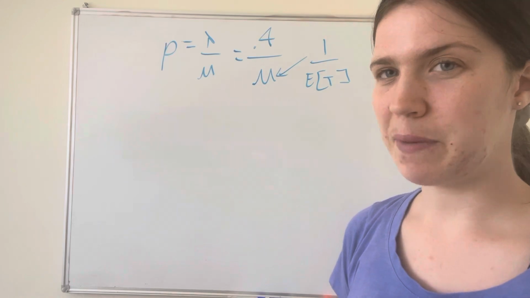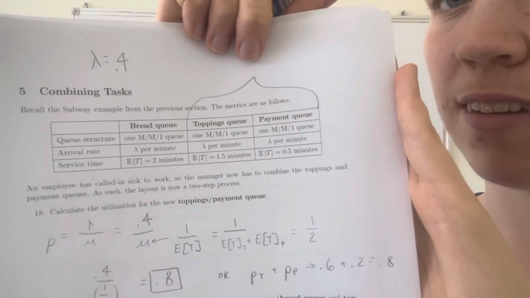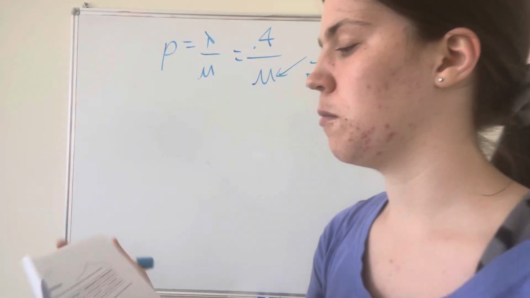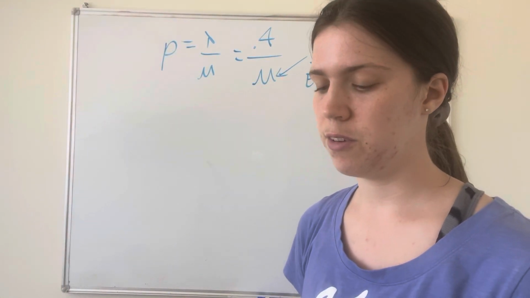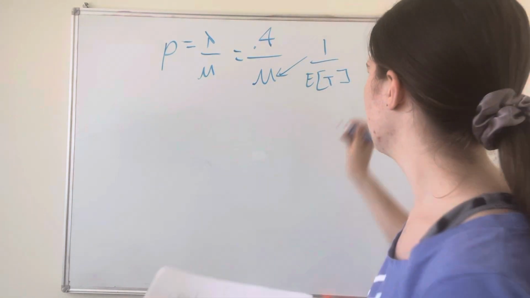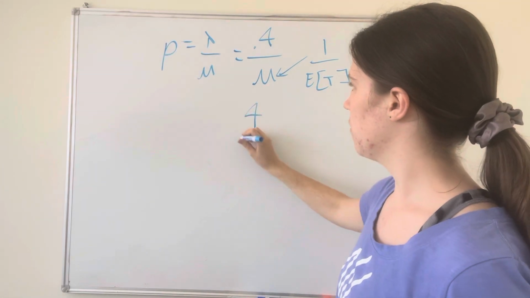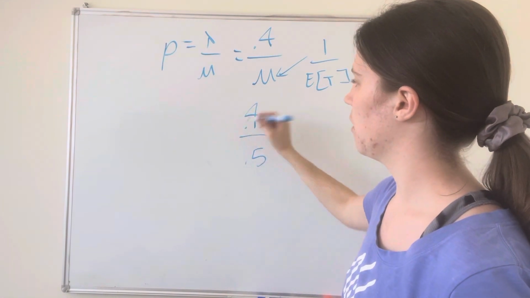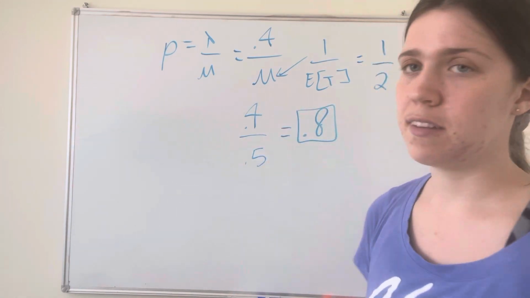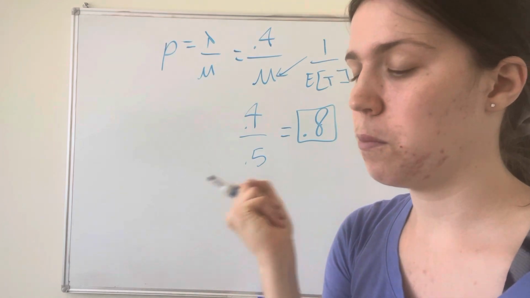If we have to combine two stations, we've been given this table where we have an E of t for both our toppings and our payment. All you have to do is add those two E of t's together to get the total time in minutes. It's pretty logical, which is cool. And that'll give us 1 over 2 minutes. So it's 0.4 divided by 0.5, which is 0.8. So the utilization or busyness for the toppings and payment queue is 0.8.